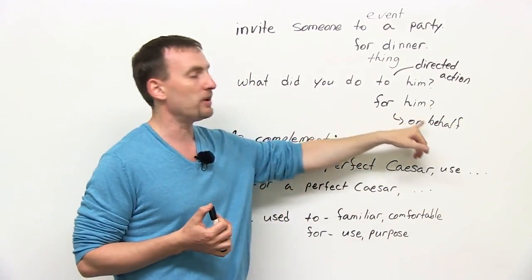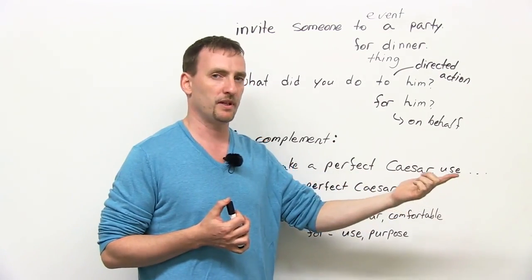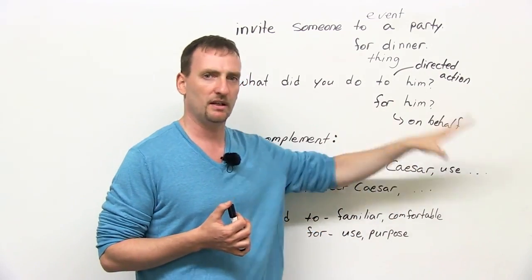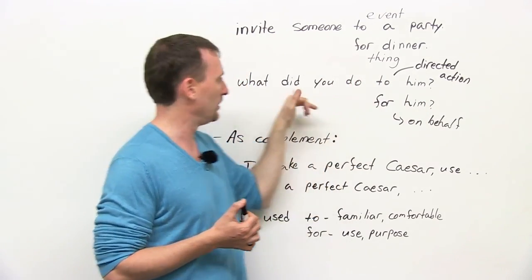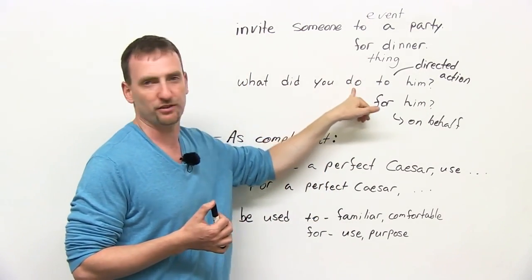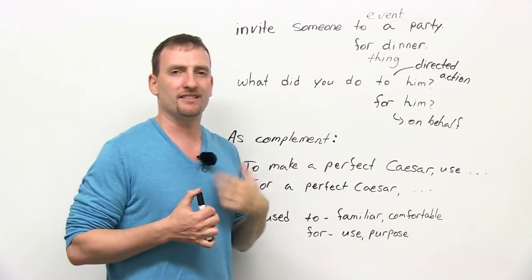But what did you do for him? I took his test for him. Okay, so there I could use for him in the answer. To, I can't use in the answer, only in the question with do. With do. Okay?